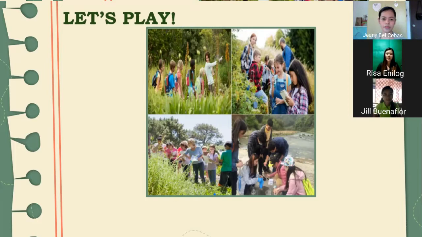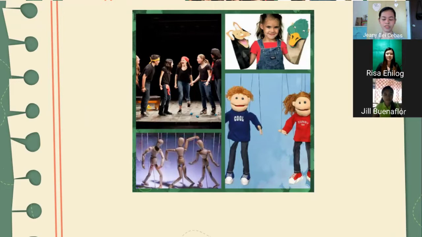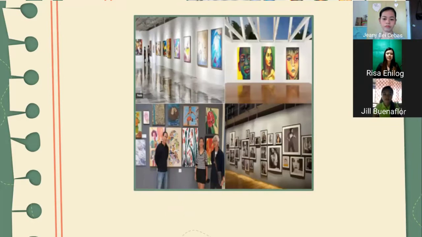Okay, what word is this? So this is spaghetti strips. Another. Okay, what word is this, class? So this word is dramatized experiences. Okay, next. What word is this? So this is exhibit. Another.